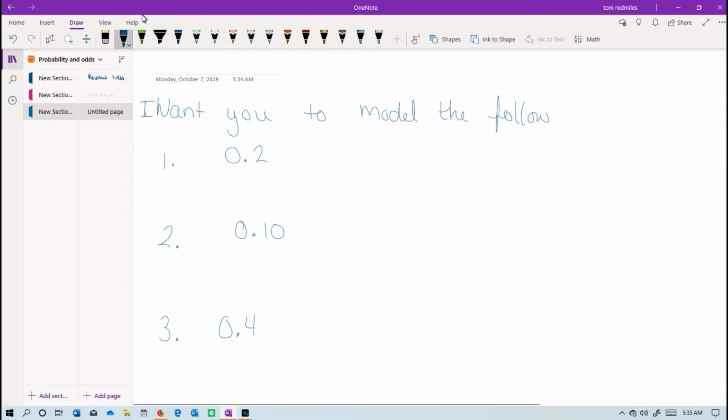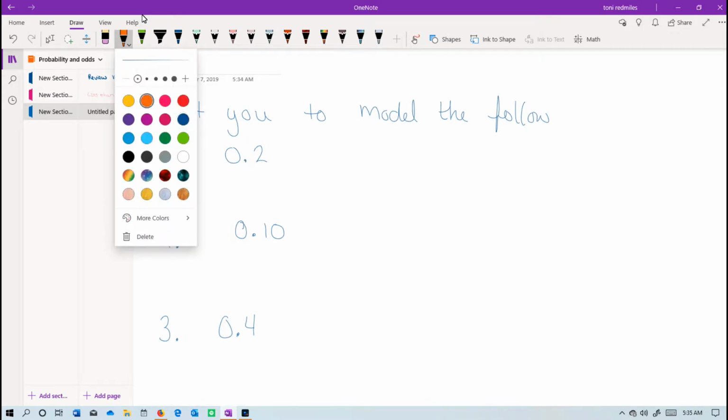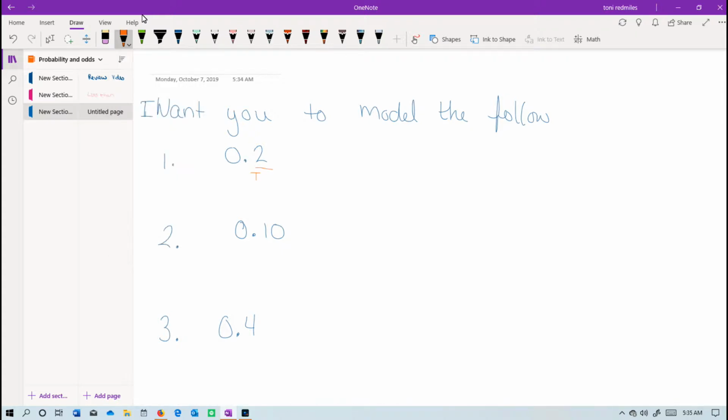All right, I'm going to assume that you've paused and that you finished the questions and you're ready to move on. I'm going to switch to an orange pen. All right, so this 2 is in the tens place. All right, so I know that it takes 10 to make a whole.